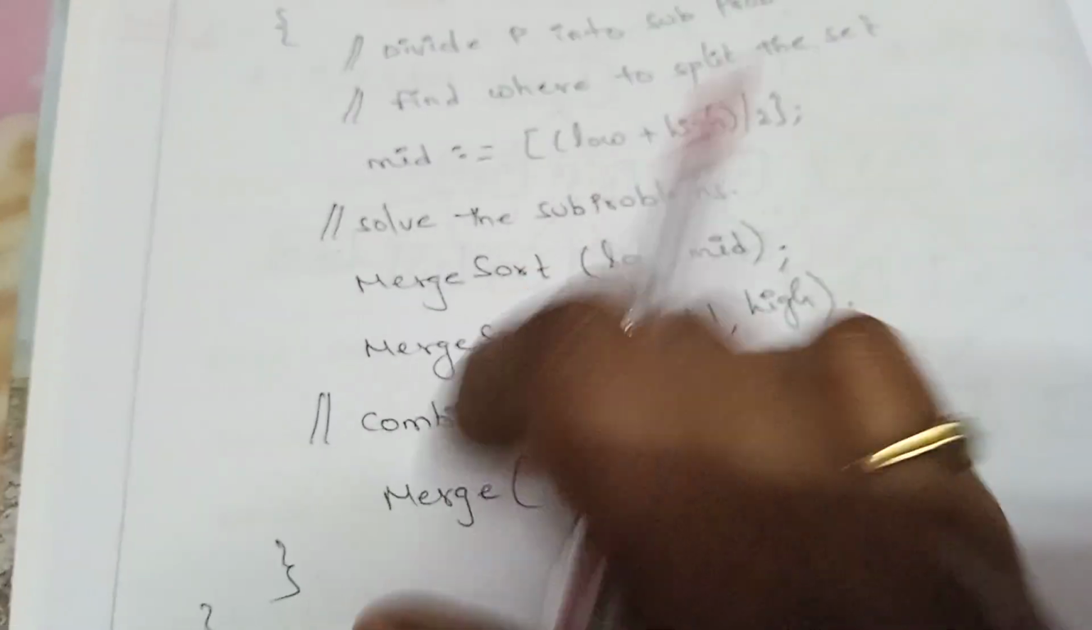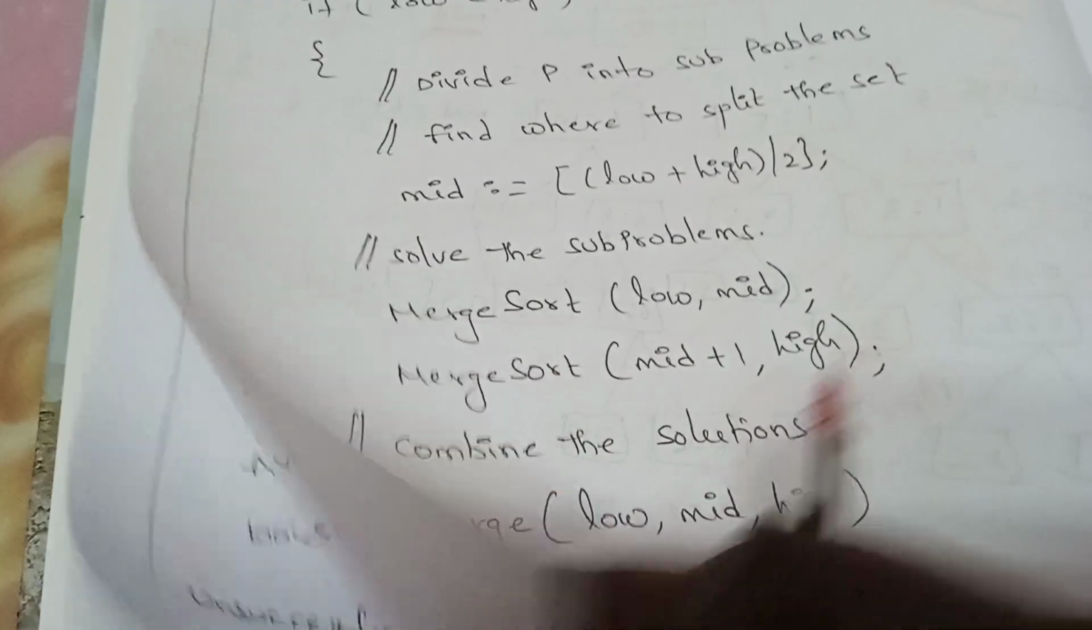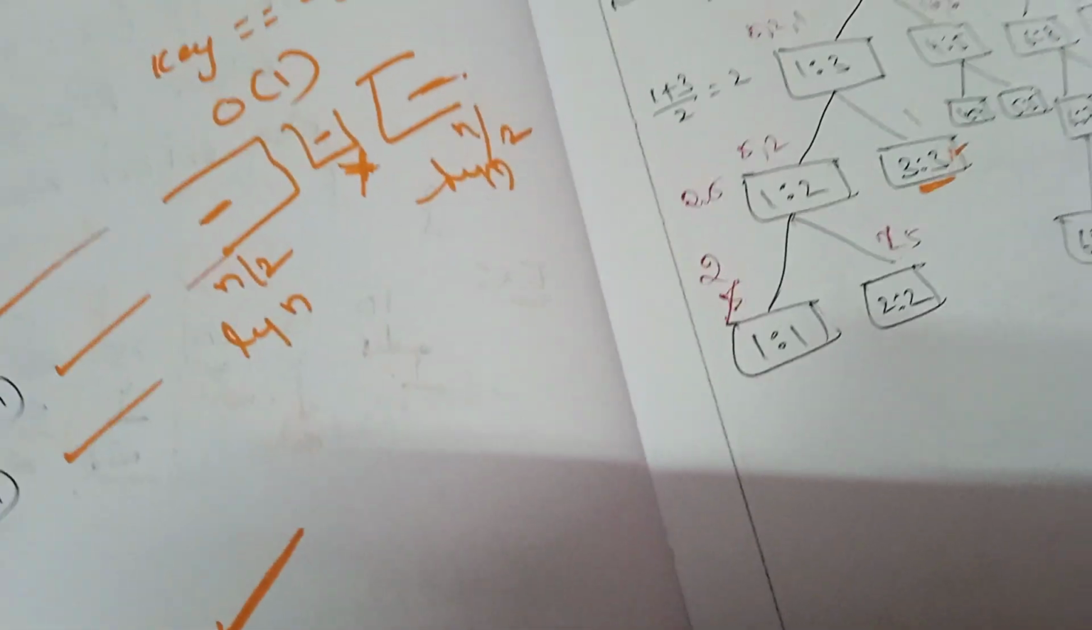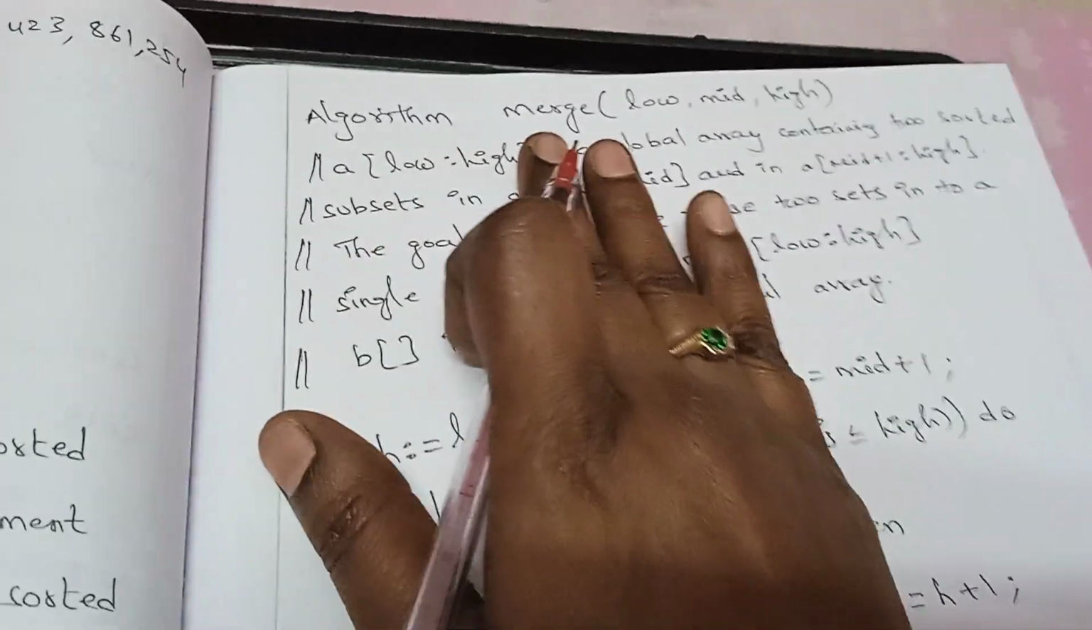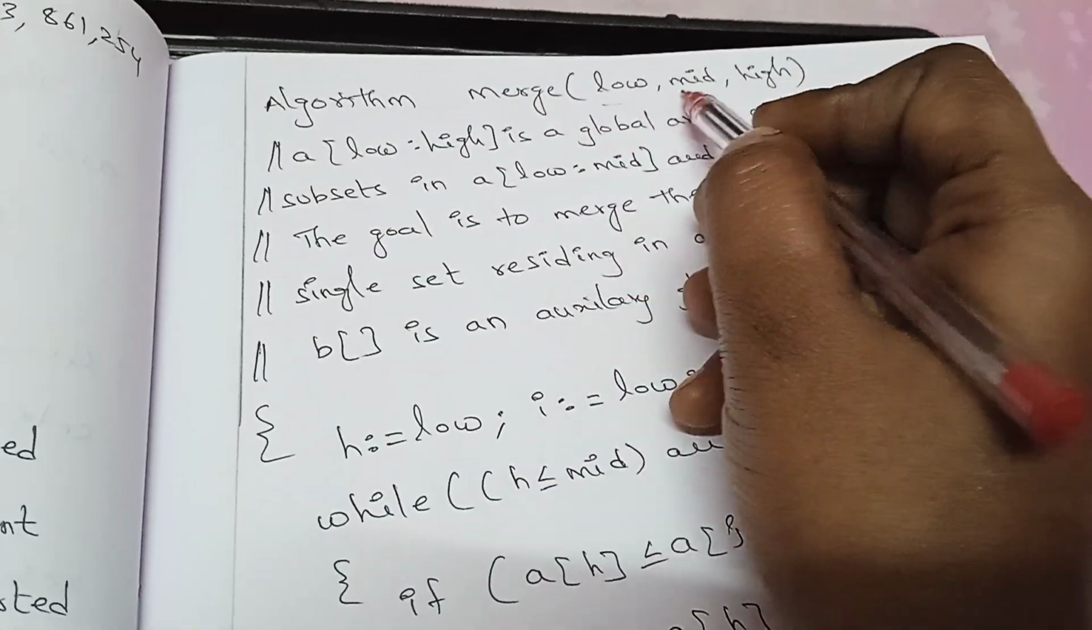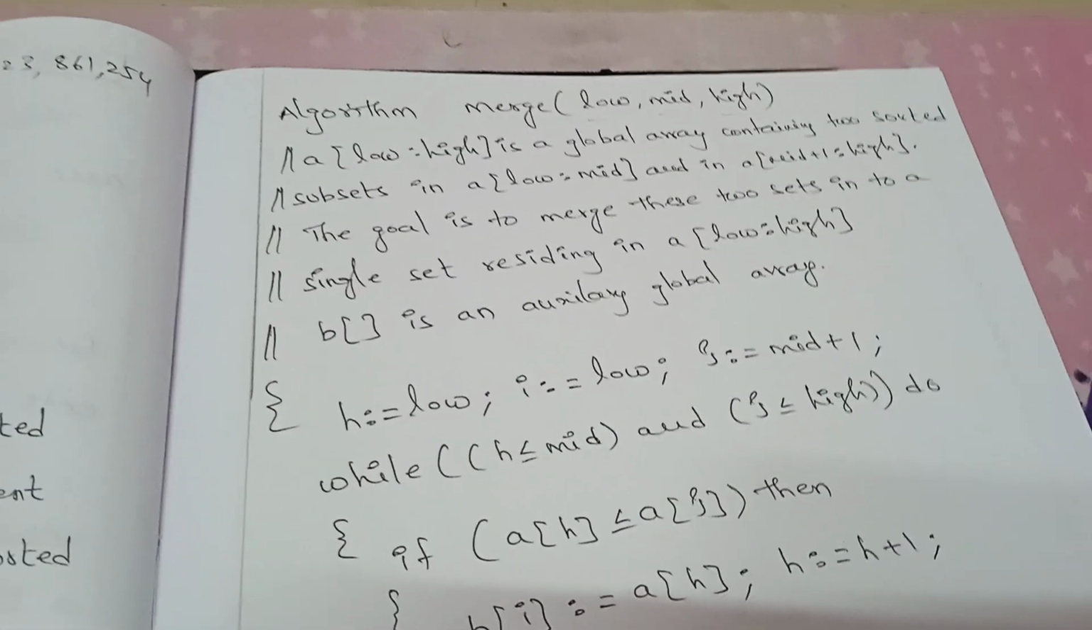Once you solve them individually, we'll combine the solution. How will we combine the solution? I just explained, right? These two elements will get combined. So how will it combine? We'll see this combine algorithm. Algorithm Merge(low, mid, high): these elements will get merged.